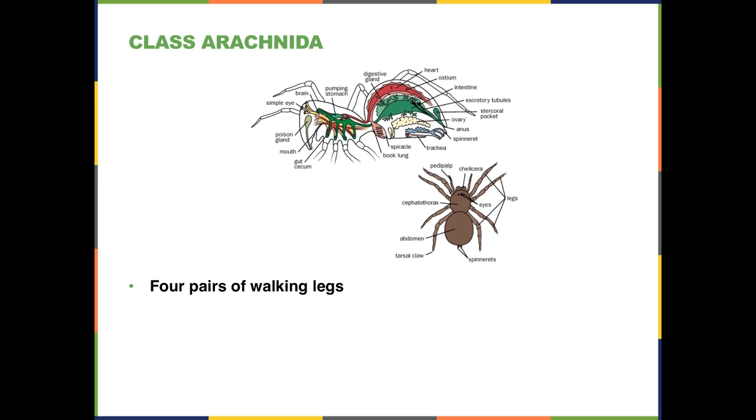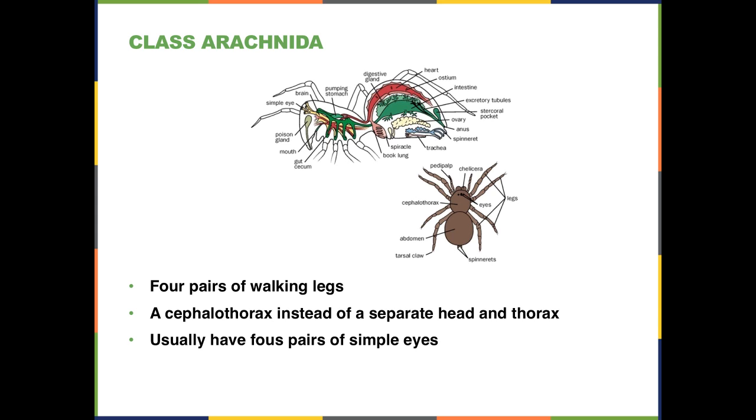So instead of the several legs seen in the crustacea, the Arachnida have 4 pairs of walking legs, and we'll see in just a minute that Insecta have 3 pairs of walking legs. Second, the Arachnida have a cephalothorax instead of a separate head and thorax as seen in the insect. Third, they usually have simple eyes, and there are generally 4 pairs of these simple eyes.